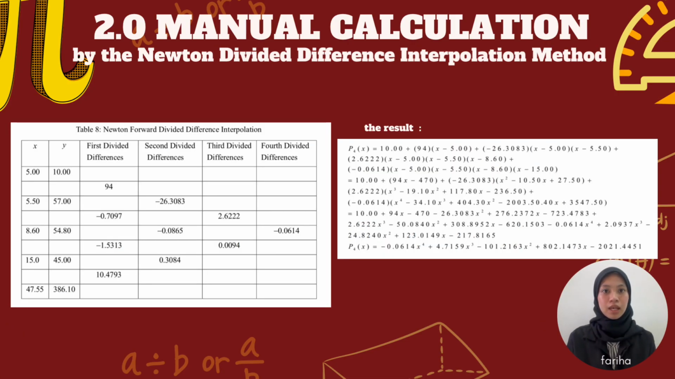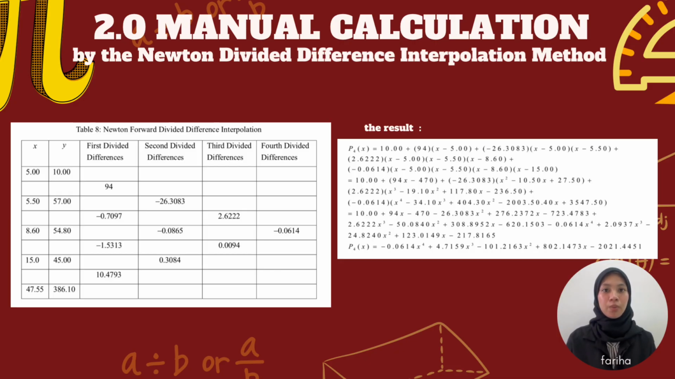This slide presents the manual calculation of the Newton divided difference interpolation method. First, a divided difference table is constructed using the harvested area and production data. The table includes the first, second, third, and fourth divided differences. These divided differences are then substituted into the Newton interpolation formula to form the interpolation polynomial. The detailed expansion and simplification process is shown on the right side of the slide.